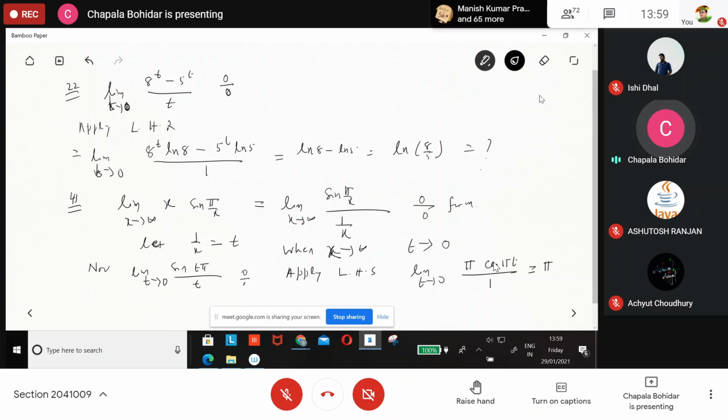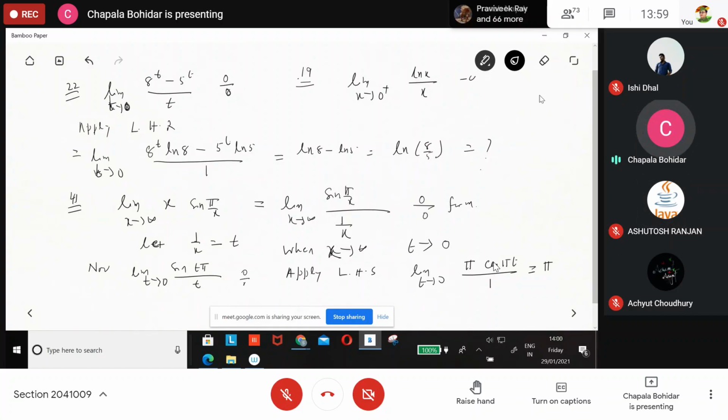So these two questions were given as classwork, but I'm going to do one assignment question, question number 90. Limit x tends to 0 plus of ln x by x. It is in which form? Minus infinity by 0.